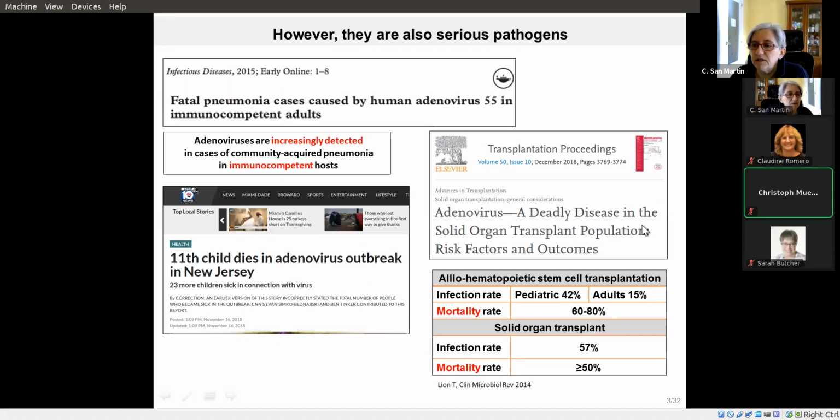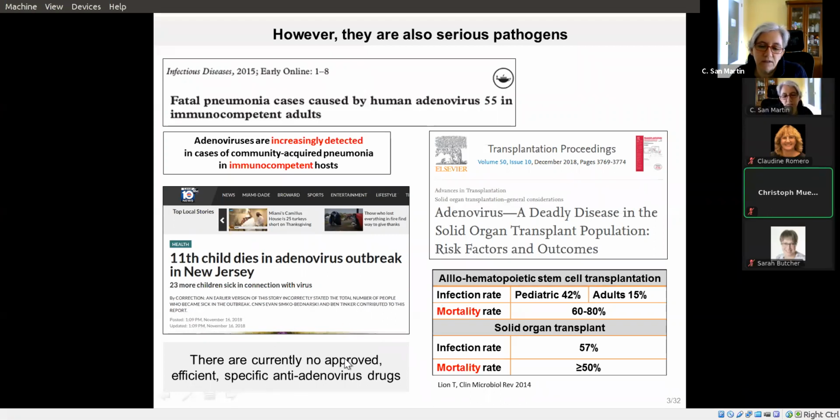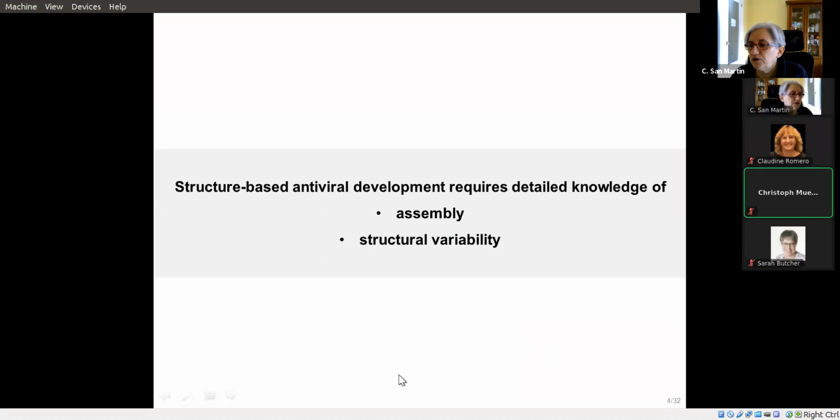And they are a serious threat in the case of patients undergoing transplantations, either solid organ transplantations or stem cell transplantation. As you can see here, there are many infections caused by adenoviruses in these patients, and the mortality rate is quite high. At present, there are no drugs to treat adenovirus infections that are specific and efficient, and the non-specific drugs that are used do not work that well. So there is a certain need to develop treatments for adenovirus infections.